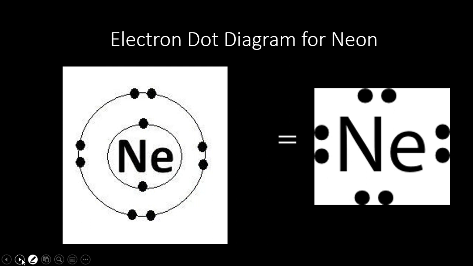For the last one, let's look at neon. Neon's a noble gas. It has 8 valence electrons. It will have 8 dots for its dot diagram.